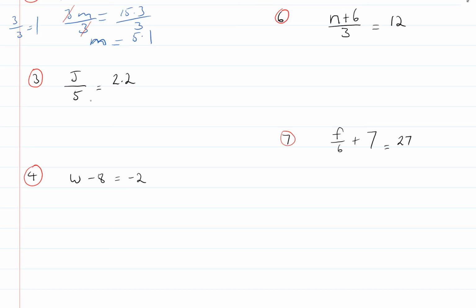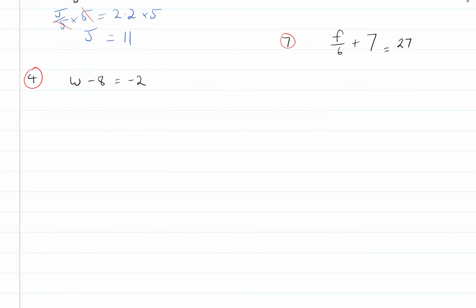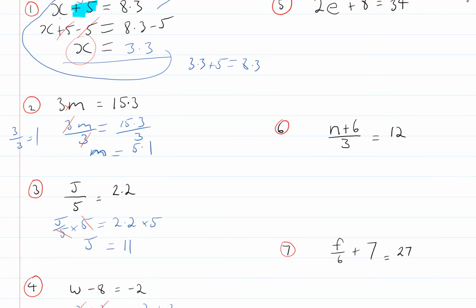In the next situation, we're dividing, so the opposite of dividing is timesing. J on 5 times 5 equals 2.2 times 5. They cancel out, and so I'm just left with J equals 2.2 times 5, which is 11. And the last situation here, I've minused by 8. The opposite of minusing is plus, so I'm going to plus 8. These guys cancel out, I'm left with W, and minus 2 plus 8 is 6. So they're my 4 different situations with one steps.